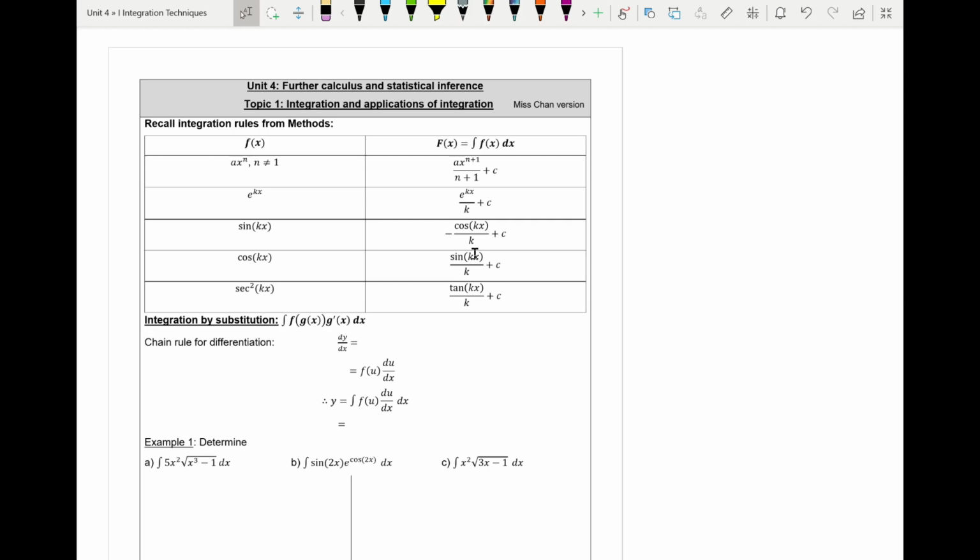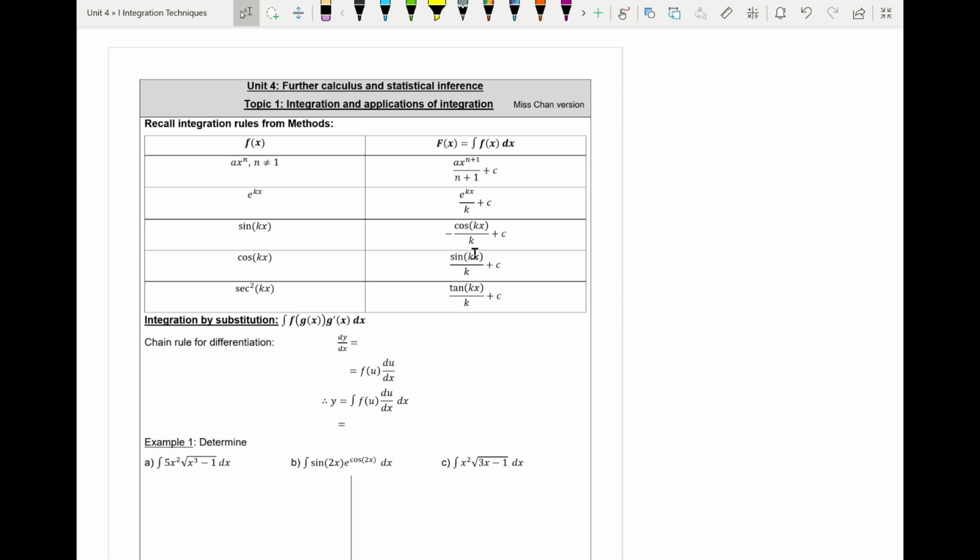In this video, we're studying a new topic of integration and applications of integrations in the field of further calculus. So recall integration rules from mathematical methods that you will have done in the past. For all of these functions f of x, we have an antiderivative, capital F of x, which is the integral of f of x with respect to x.